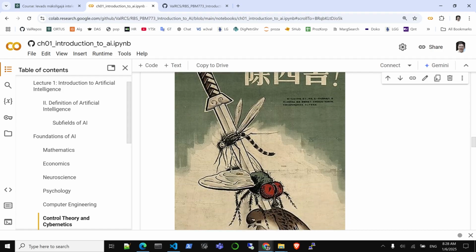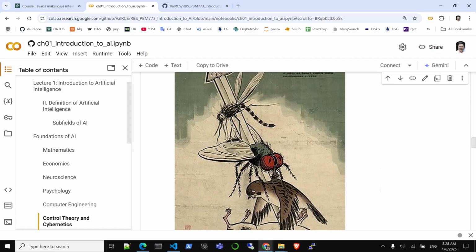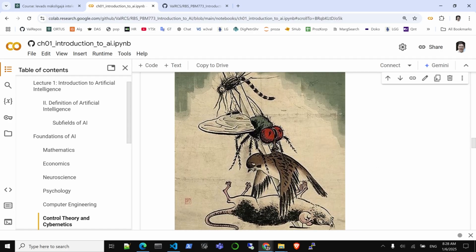A famous example is China in the 1950s. It decided that there are 4 major pests. Fleas, no, I forgot what the top one is, right? But notice which one does not belong in this picture. These 3 look kind of nasty, but what about these poor birds, right?